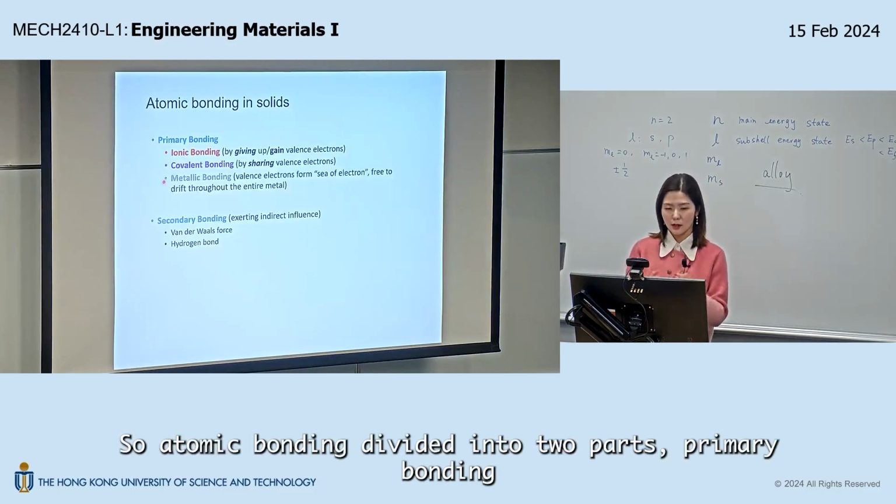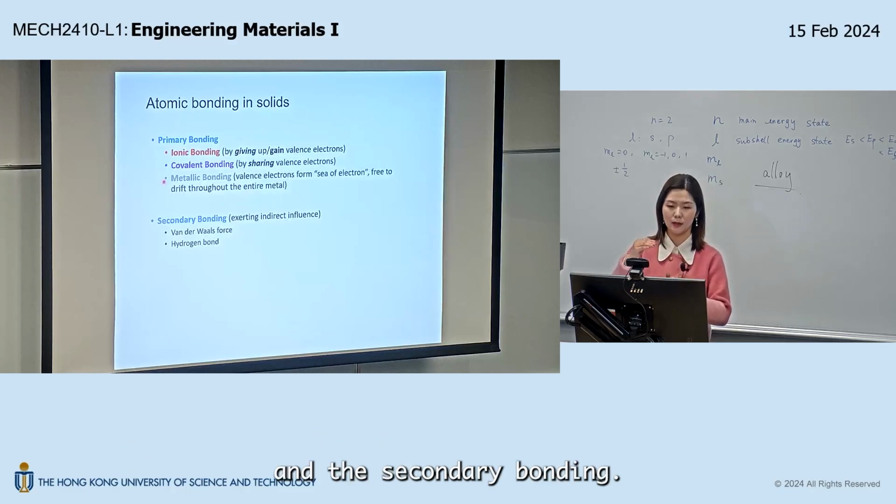Okay. So atomic bonding divides into two parts, primary bonding and secondary bonding.